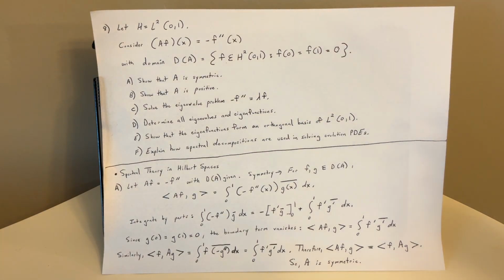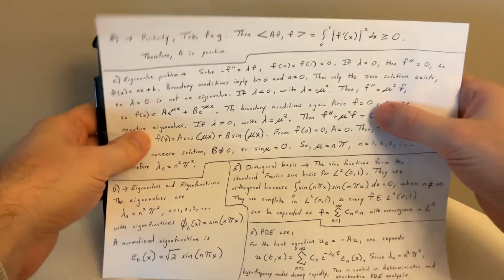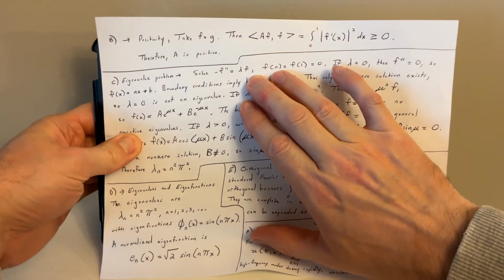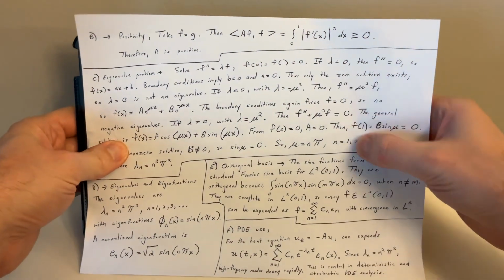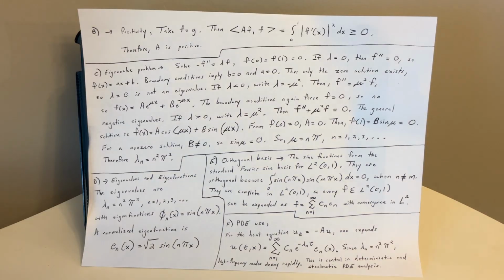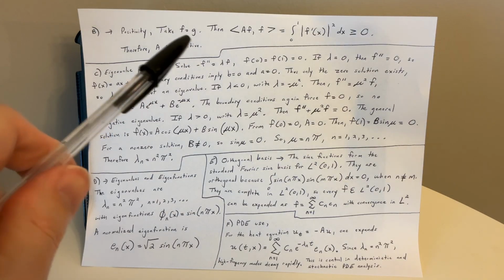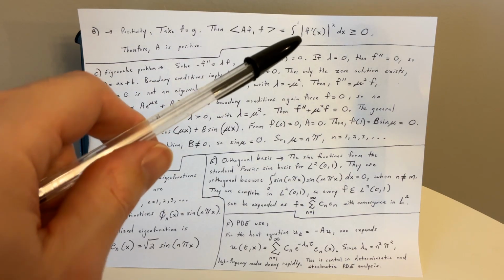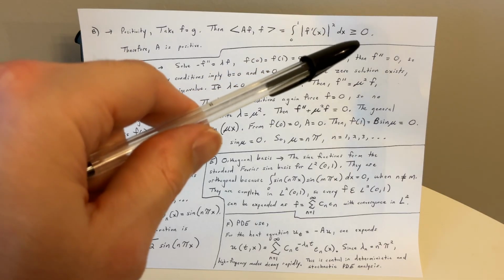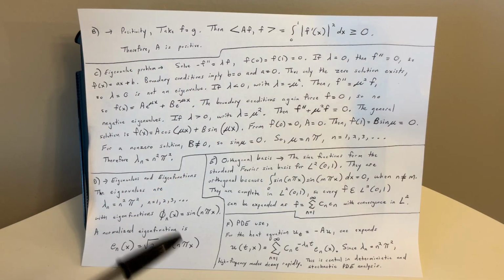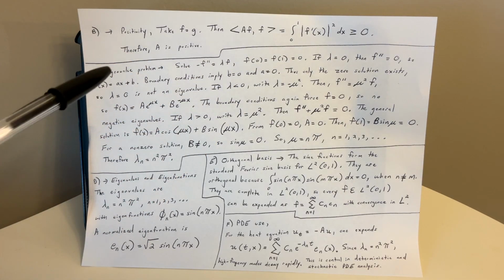Second page, B, C, D, E. Okay, positivity: we take f equals g, then this inner product equals this integral here, which is greater than or equal to 0, and from this we can conclude that A is positive.